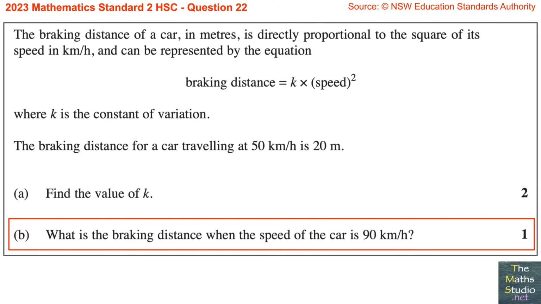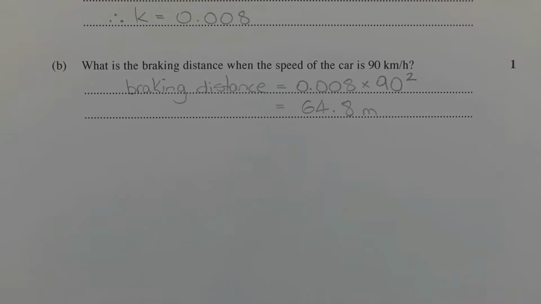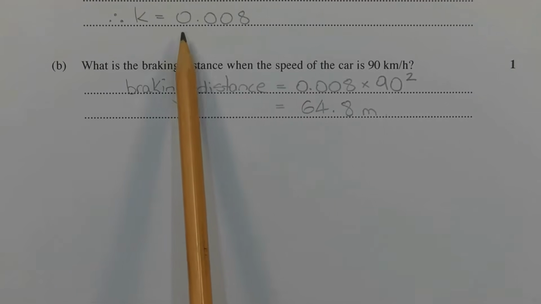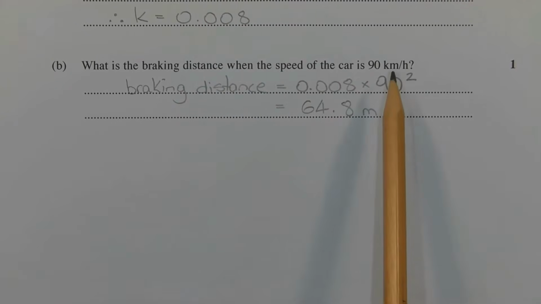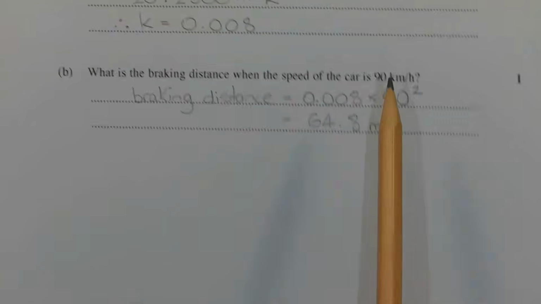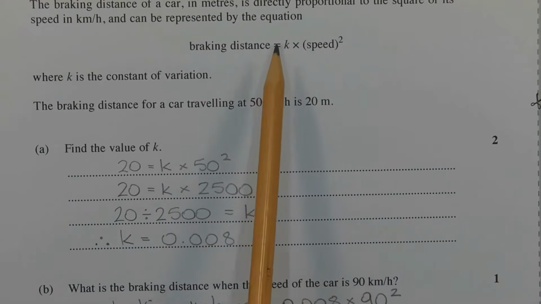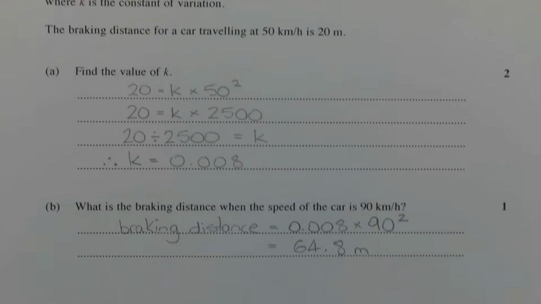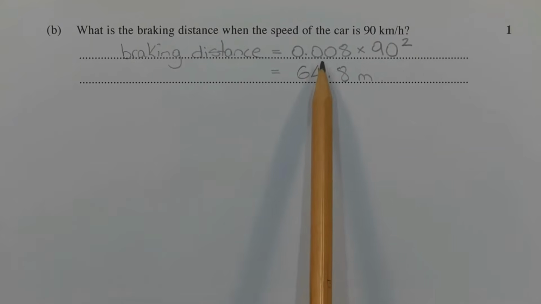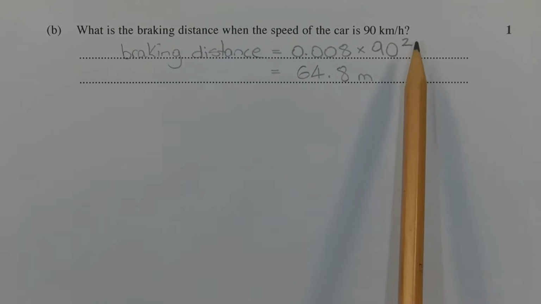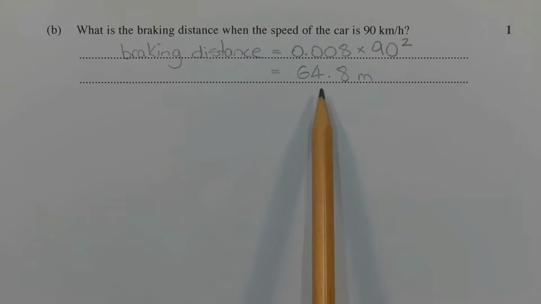Part B. What is the braking distance when the speed of the car is 90 kilometers per hour? Using the value of k that we found in Part A, which is 0.008, to find the braking distance when the speed of the car is 90 kilometers an hour, we substitute 90 into this formula here and 0.008 for k here. So the braking distance is equal to 0.008 times 90 squared, and that evaluates to 64.8 meters.